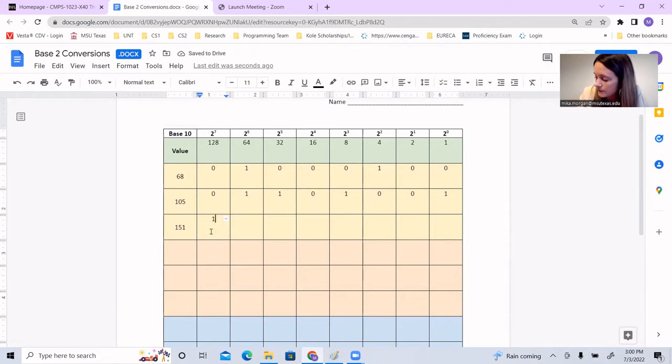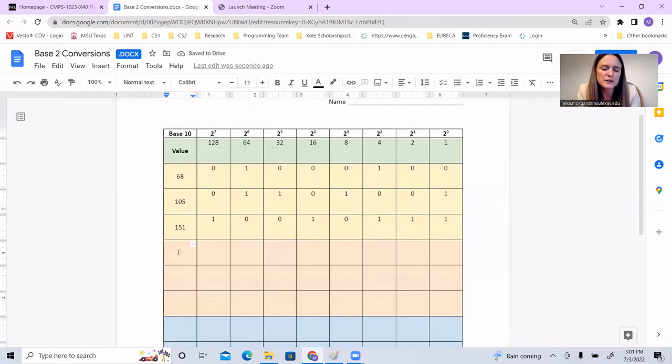So I have 151, I'm going to subtract 128. So I would need 23 more. 16 would leave me with 7 away. So I would not need an 8, but I would need everything else.